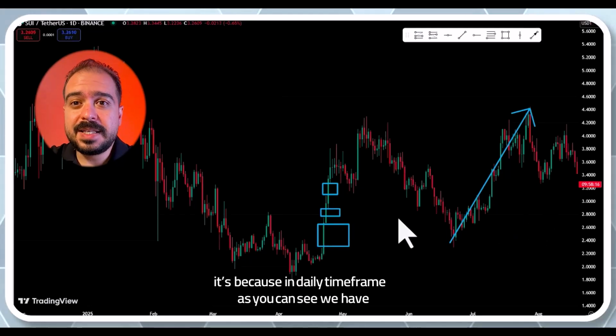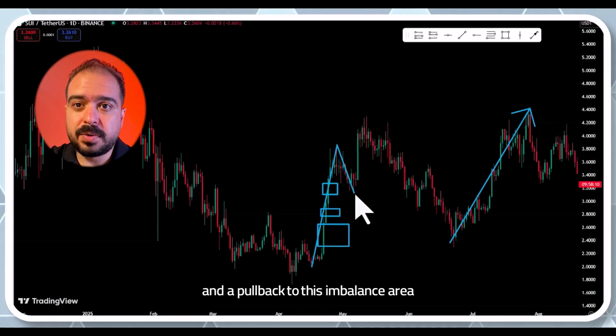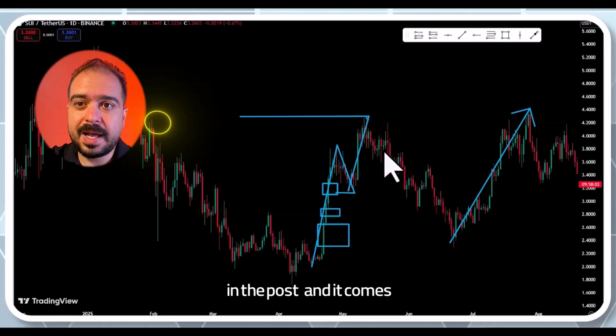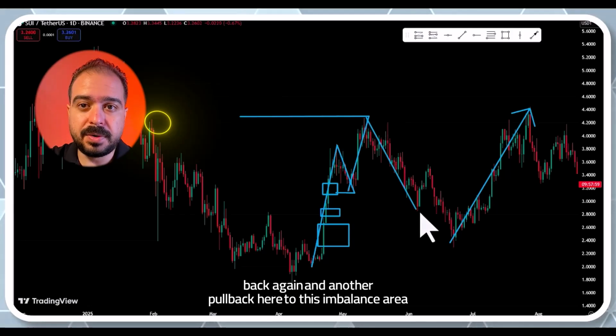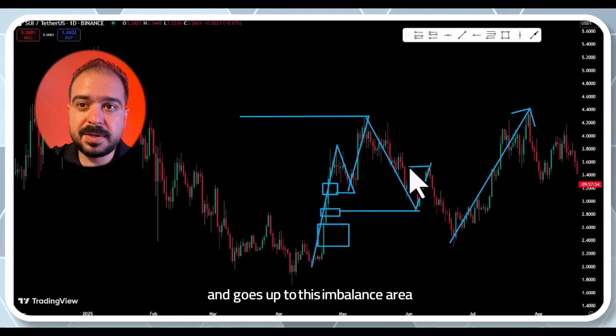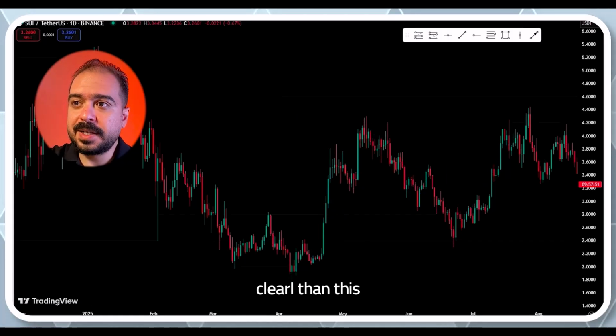It's because on the daily time frame, as you can see, we have a very good move here and a pullback to this imbalance area, and it again goes up to the liquidity area in the back and comes back again, with another pullback here to this imbalance area, and goes up to this imbalance area. Let me show you clearer than this.